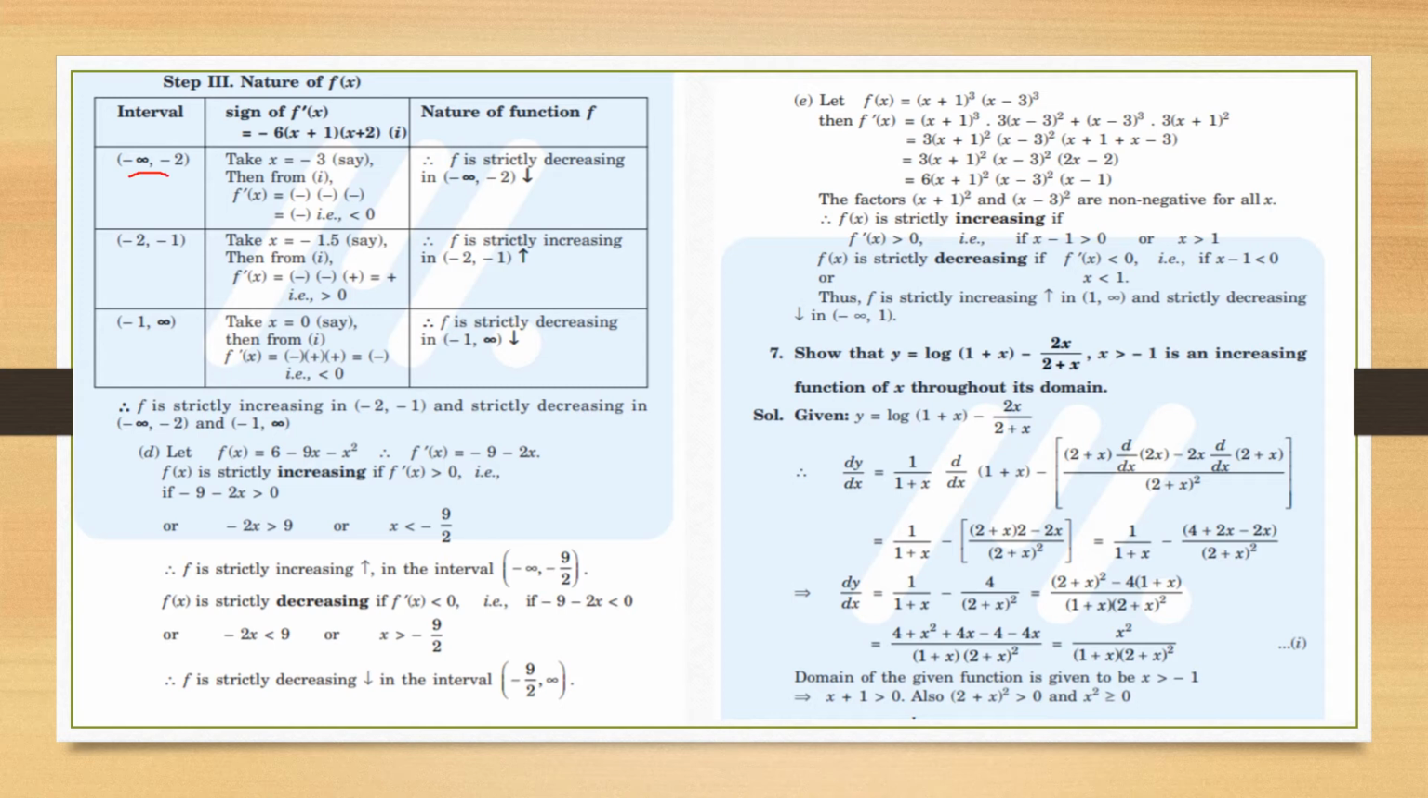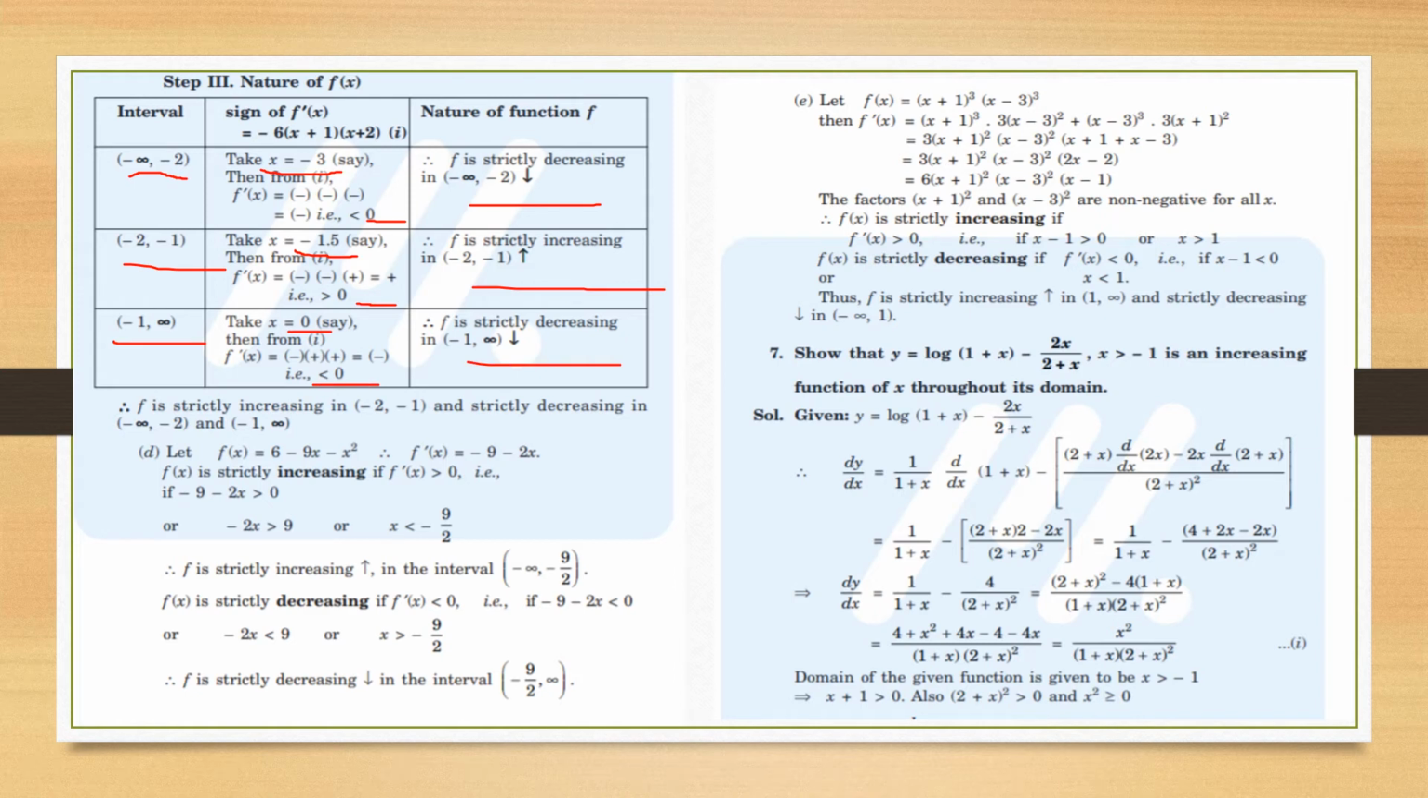So between -infinity to -2, take a point -3. The derivative turns out to be negative. So that means the function is strictly decreasing. Between -2 to -1, I'll take the point -1.5. Here the derivative is turning out to be positive. So the function is strictly increasing. And in -1 to infinity, you can put x as 0 and the value of the derivative is negative. So the function is strictly decreasing.